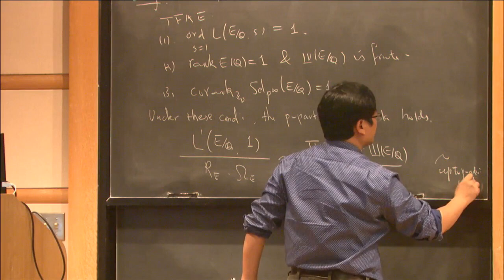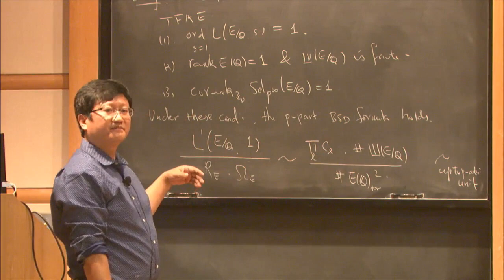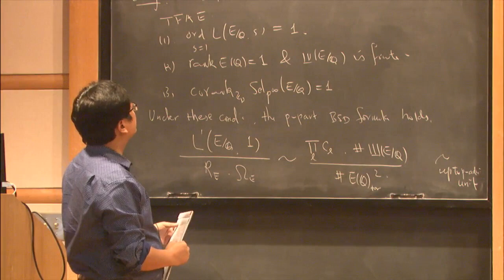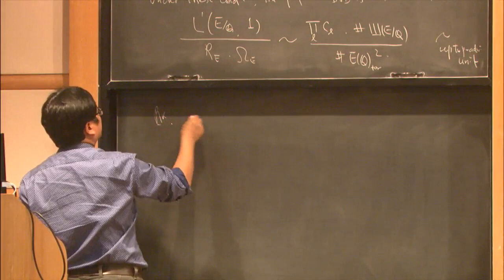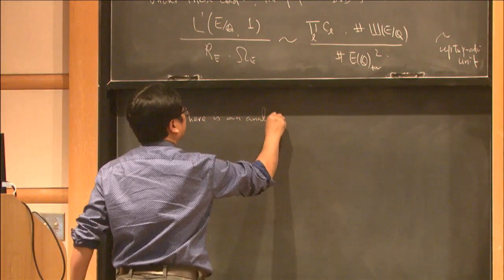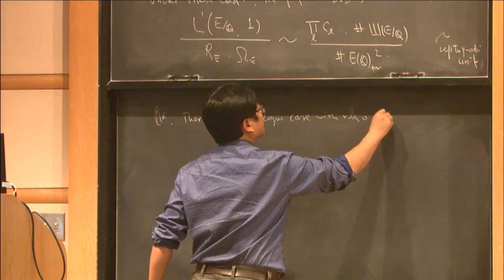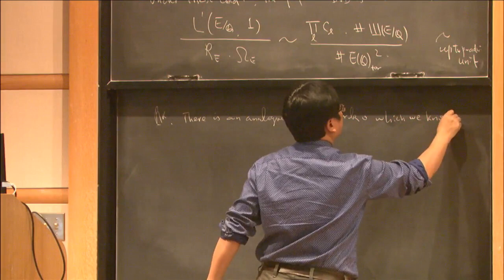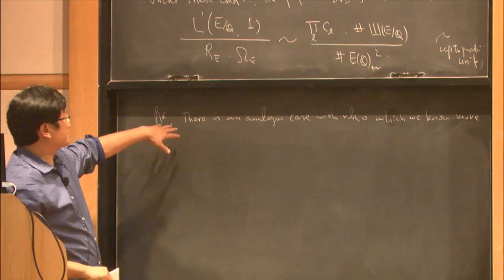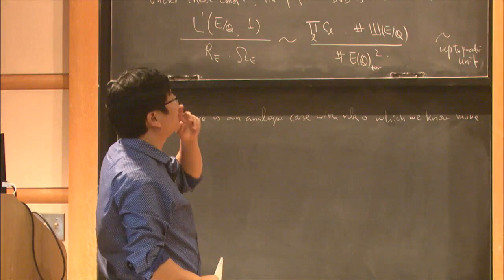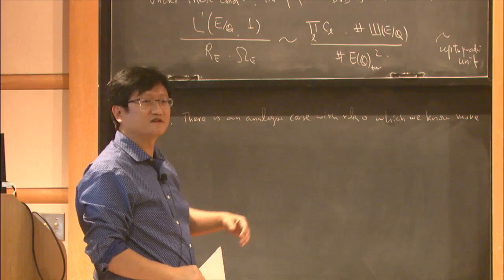At this moment, we know both sides are rational numbers. I have two questions. Yes? Rank of one. Yeah, so of course there is an analogous case with rank zero, which we know more about. I'm going to use some results from there, but I just said it for this rank one case. There is a case zero, but our result is about one.